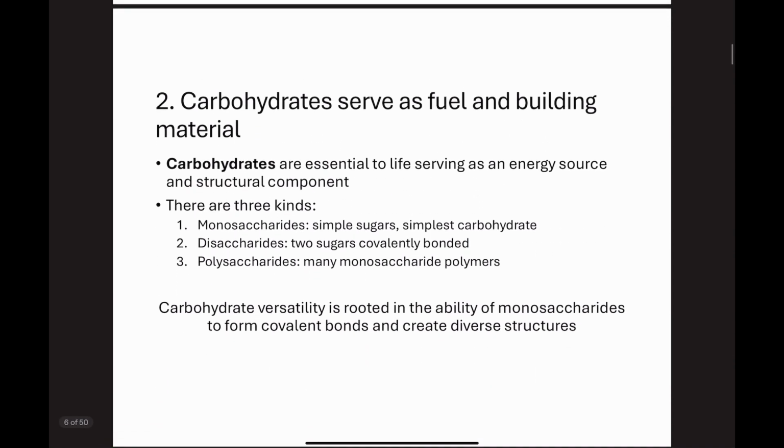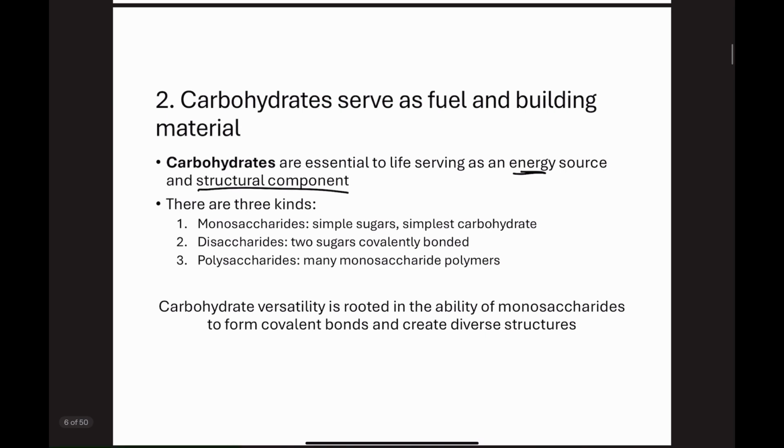So now we're going to talk about carbohydrates. Carbohydrates include sugars and their polymers. They are necessary for energy, and they also function as structural components. And we have 3 different kinds of carbohydrates. We have monosaccharides, which are our simple sugars.